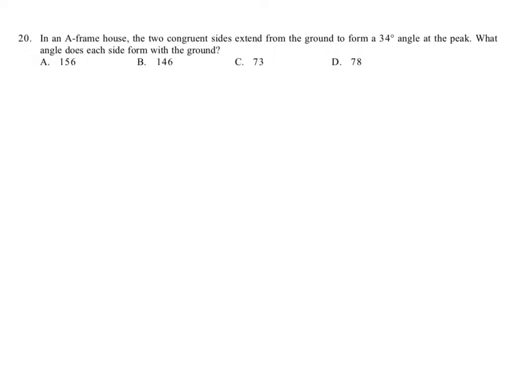So in an A-frame house, the two congruent sides extend from the ground to form a 34-degree angle at the peak. What angle does each side form with the ground? In case you don't know what an A-frame house is or can't visualize it, I'm going to put a picture here right now for you.